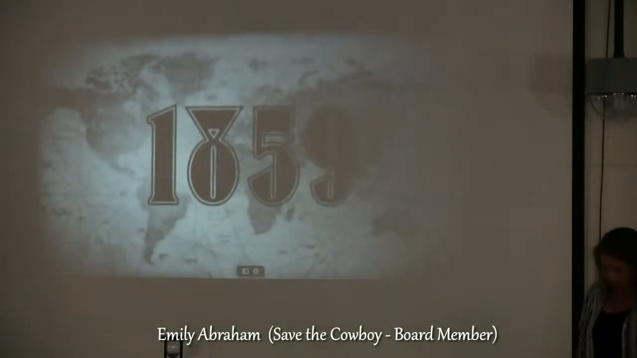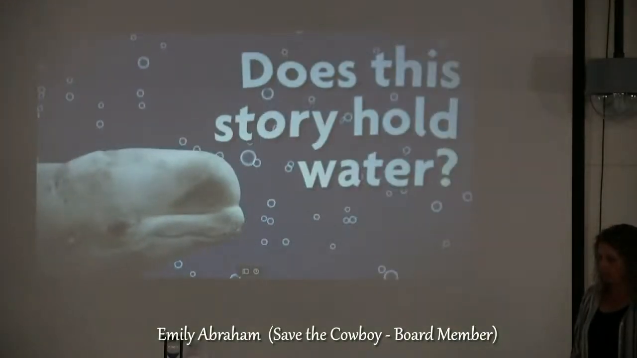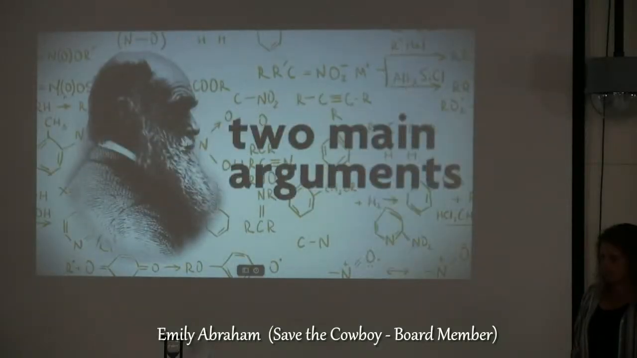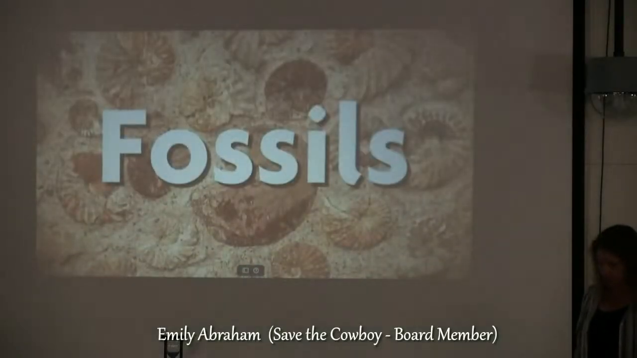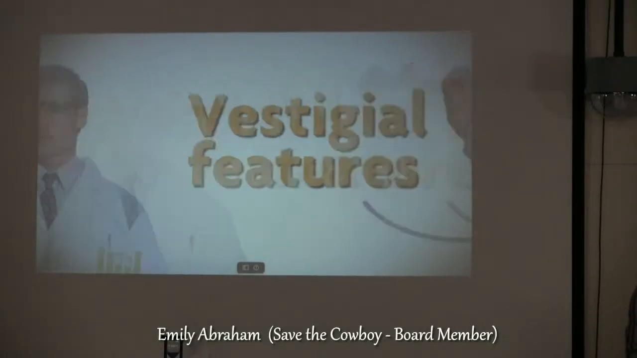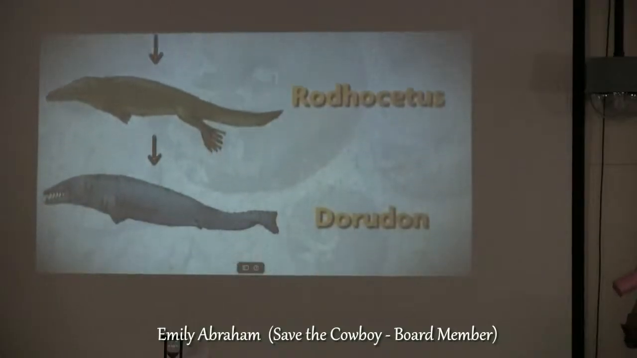In 1859, Darwin speculated that bears evolved into whales. But does this story hold water? Secular scientists support Darwin's hunch with two main arguments. One, fossils, and two, useless features, also known as vestigial features. They claim that fossils show a clear evolutionary progression from land mammals to whales.